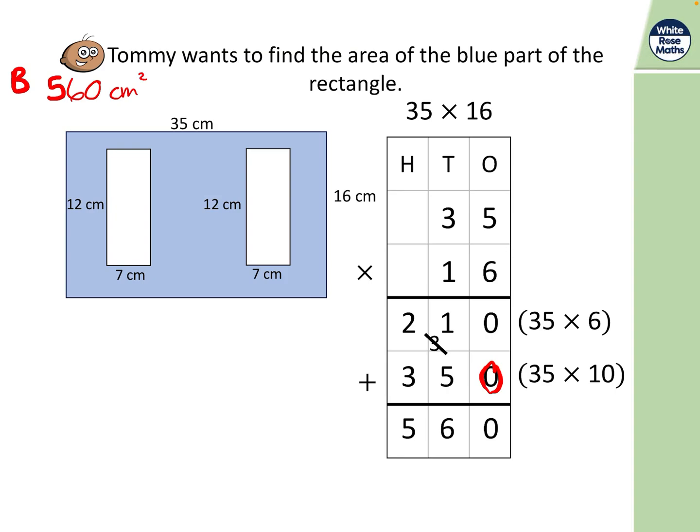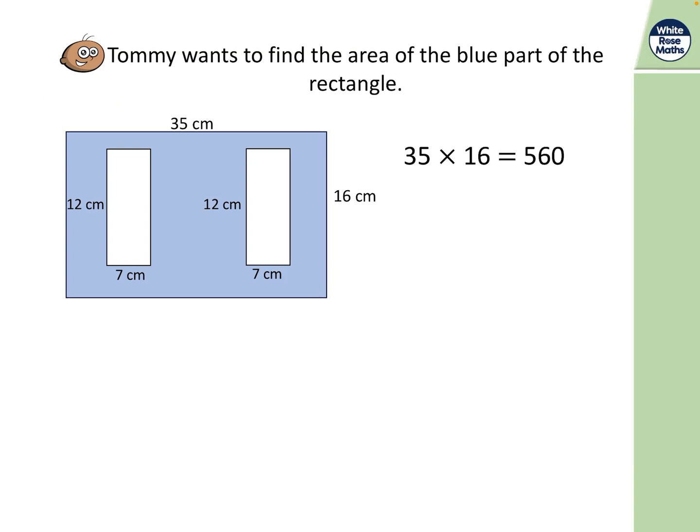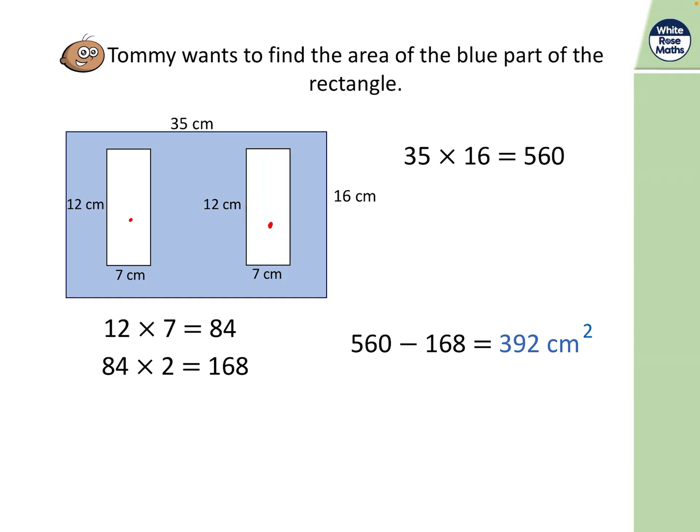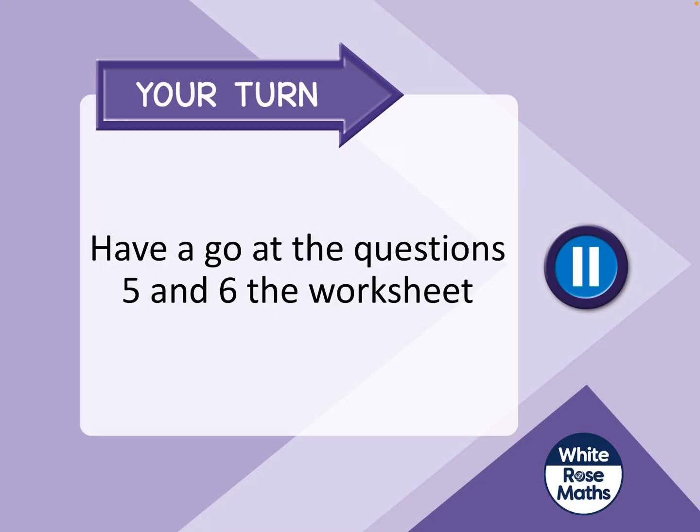Now we need to work out how much has been taken away here. So what we can do is we can do our 7 times 12 and then 7 times 12. So we know that 7 times 12 is, of course, 84. We've got 2 of those. We've got this one there and that one there. So we can simply multiply it by 2. 84 times 2 is 168. All we need to do now is 560 take away 168. Well done if you got 392.